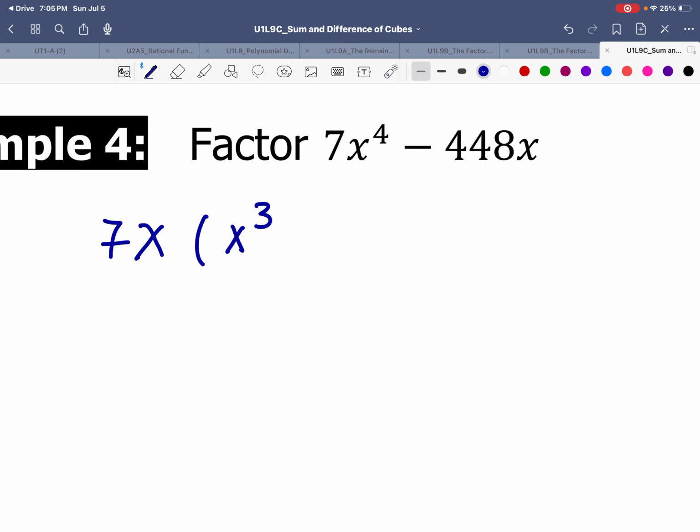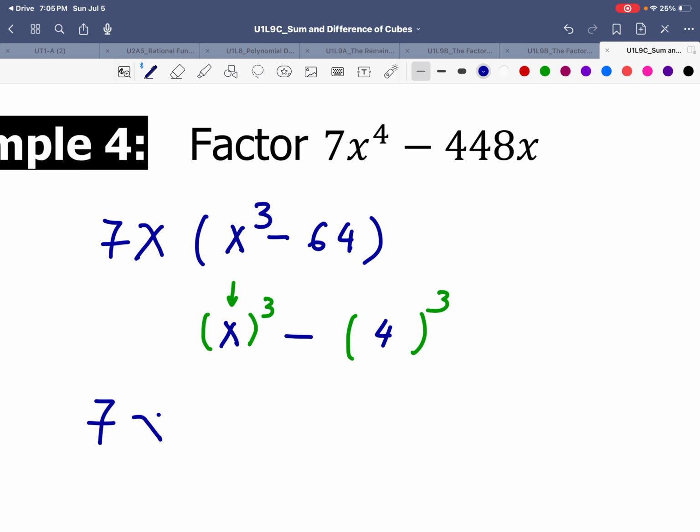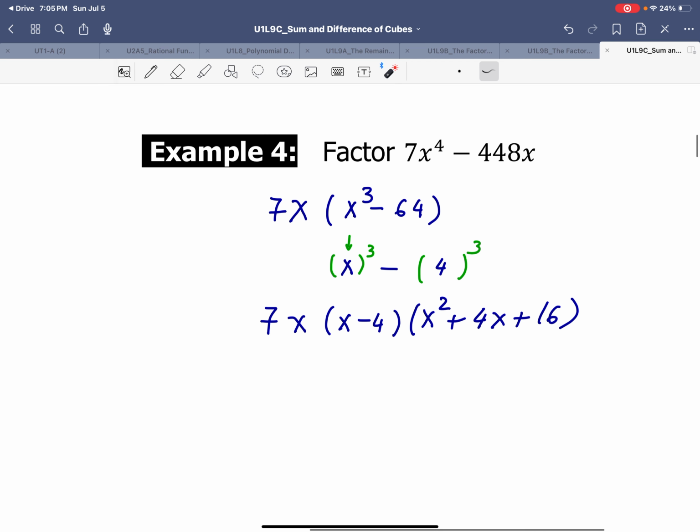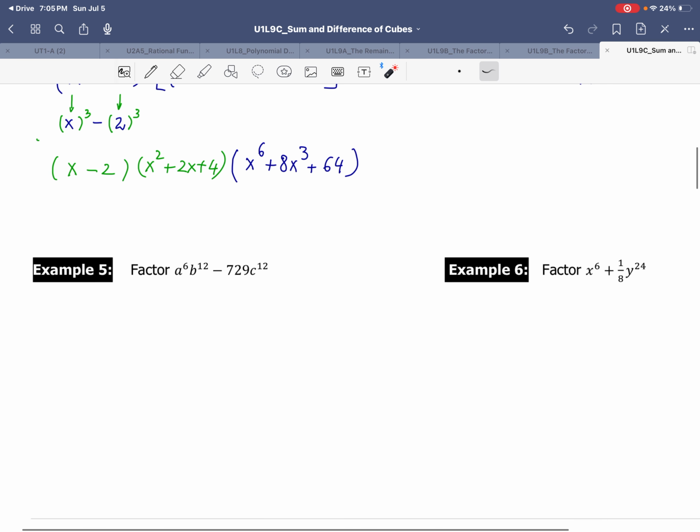So we have x cubed minus 64 in here. And from here on, we're going to rewrite this as a power of 3 and this as a power of 3. So this is going to be x to the power of 3, and this is 4 to the power of 3. So we have 7x, and then x minus 4. Oops, I meant to use the laser here. So x minus 4, and then x squared plus 4x plus 16. And in this case, we got 3 factors for this very simple expression.